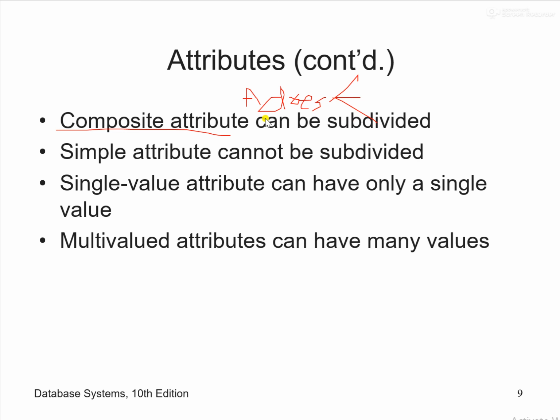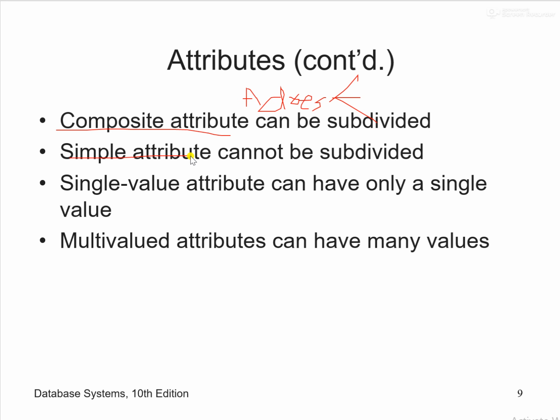So address is a composite attribute. It can be further subdivided into city, state, zip code, street, so that is a composite attribute. A simple attribute is one that cannot be further subdivided, like age, sex, marital status. These cannot be further subdivided. So this is a simple attribute.